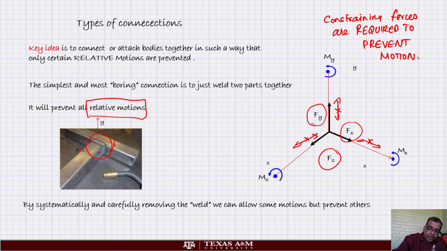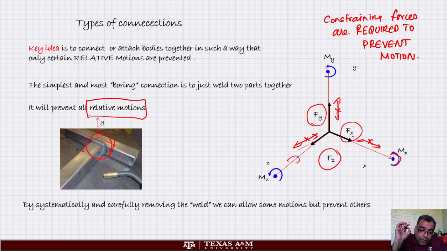So in this particular case, I need Fx to prevent it from moving in the x direction. I need Fy to prevent it from moving in the y direction. I need Fz to prevent it moving in the z direction. I need torque mz to prevent it from rotating around the z axis. I need a torque mx which prevents it from rotating around the x axis, and I will need a torque my to prevent it from rotating around the y axis. Notice all of these things are required for prevention.